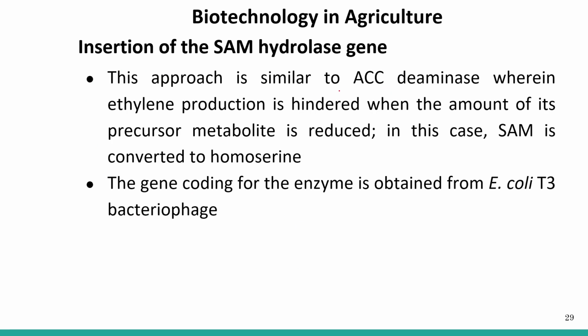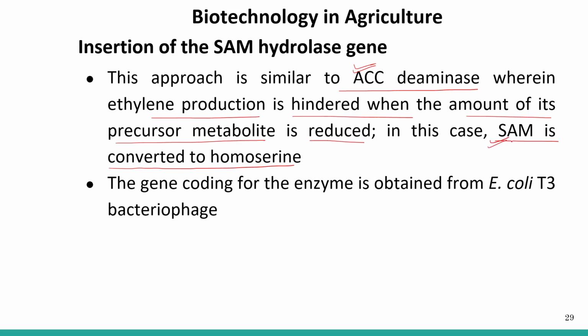So this approach is similar to the ACC deaminase approach, wherein the ethylene production is hindered when the amount of its precursor metabolite is reduced. In this case, SAM is converted to homoserine. Now, with ACC deaminase, there is another approach to affect the synthesis of ACC. SAM is affected in such a way that in the presence of another enzyme, this SAM is converted to homoserine. The gene coding for the enzyme is obtained from E. coli T3 bacteriophage. So this ACC deaminase enzyme is introduced via a gene that is taken out from the E. coli T3 bacteriophage. So this is another way of silencing the ACC production.